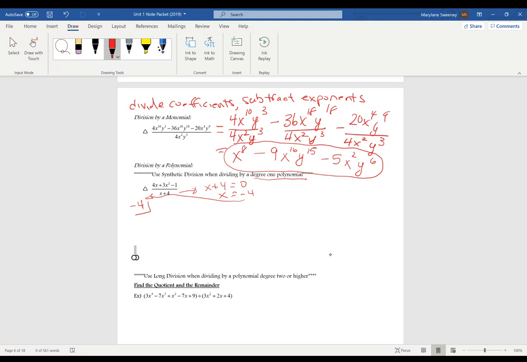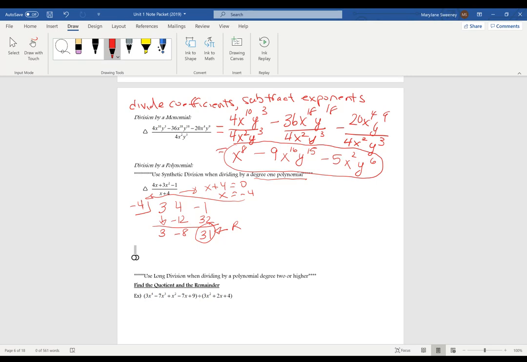And then I'm going to write this in descending order. So it's a 3x squared, 4x, and a negative 1. So you want that in descending order. And then synthetic division goes: bring down the first number, multiply, negative 12, add going down. So you get negative 8. Multiply, negative 4 times negative 8, positive 32. Add going down, get 31. That is your remainder.